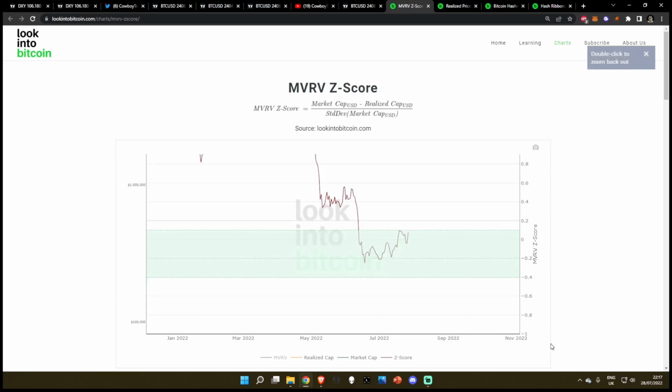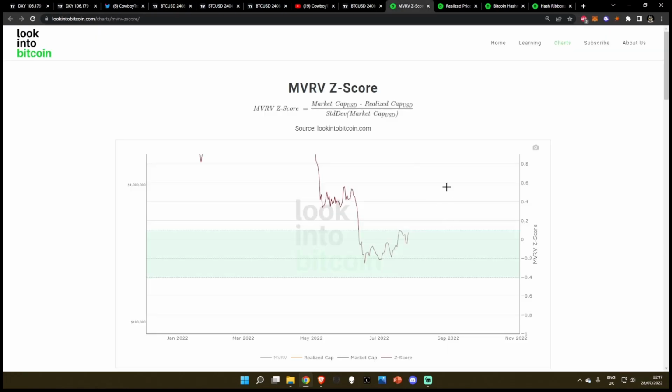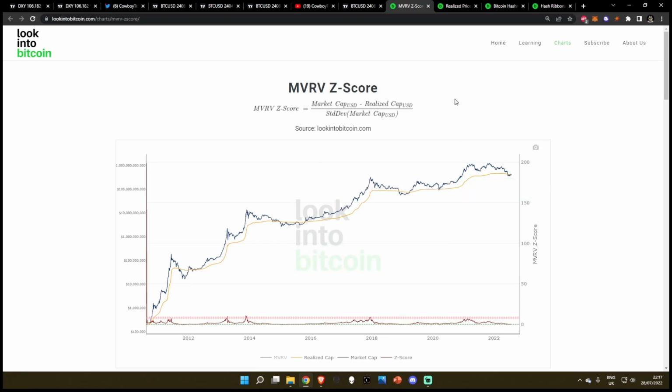Why are we talking about this right now? Because the Z-score is steadily approaching the top of this range, and if we keep on getting bullish price action like we're seeing in the past couple of days in the lower time frames, this can definitely tip the MVRV Z-score to the upside. And once again, my friends, this is an indicator which is useful for pointing out periods in which Bitcoin is overextended to the upside and overextended to the downside.